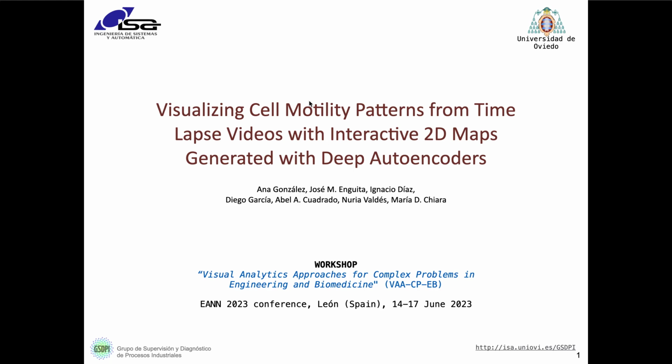We present here work in progress to visualize cell motility patterns out of time-lapse videos. Our method allows us to produce a meaningful 2D map containing a spatial organization of small videos of moving cells in a culture, using a feature extraction that characterizes the movement of videos, and a deep convolutional autoencoder.